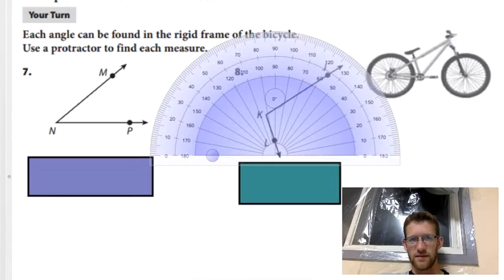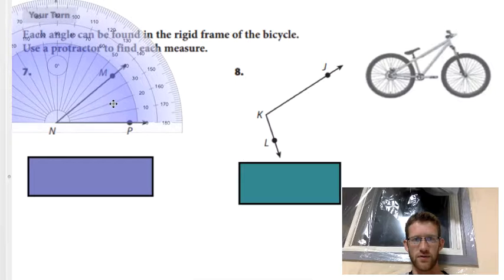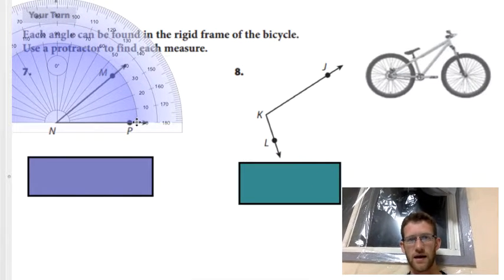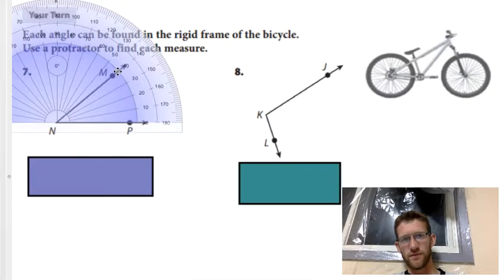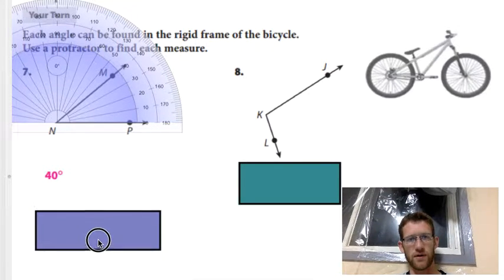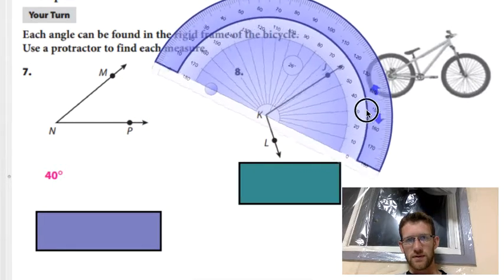Okay, sorry. So you plop a protractor down. The very center of your protractor goes on the vertex. Again, we want to make sure we're reading the proper numbers here. So this is 10, 20, 30, 40, because we start at 0. So this one's about 40 degrees. Oh no, I have to rotate this one.